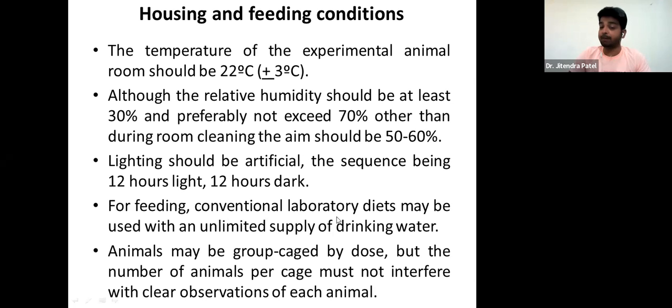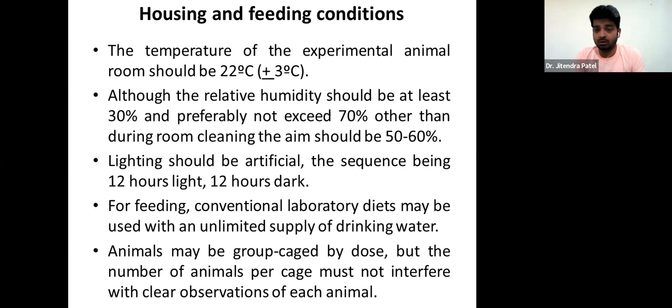For feeding, conventional laboratory diets may be used with an unlimited supply of drinking water, right? The food is very important and the water is very important. They should not feel thirsty, so the water supply should be unlimited, and the food should be of good quality, like that given by NIN. All those things have to be maintained to the standard. Animals may be grouped and caged by dose, but the number of animals per cage must not interfere with clear observation of each animal. That's why n equal to 6 is generally used. And what is the size of your cage, right?